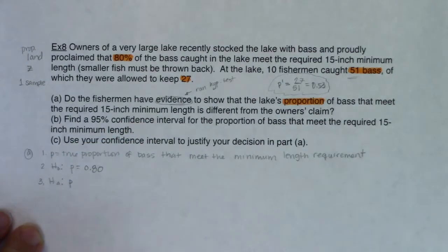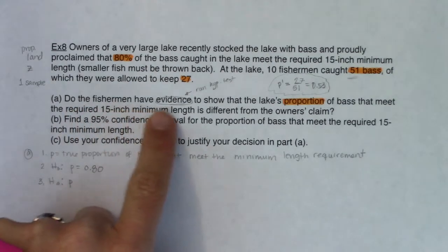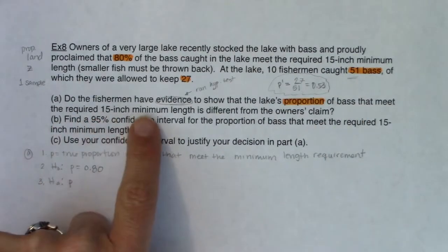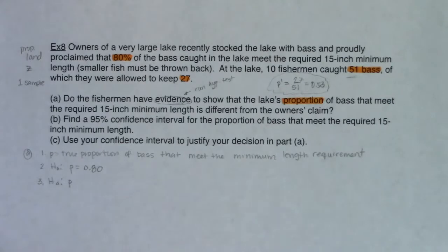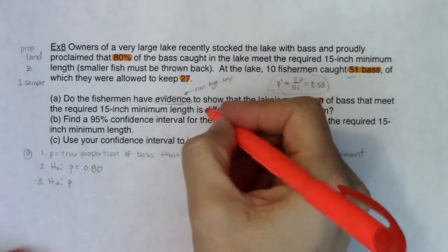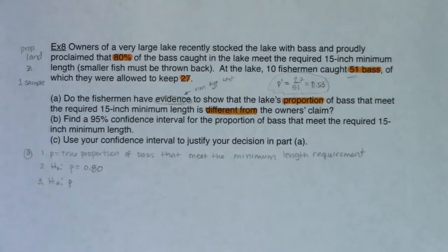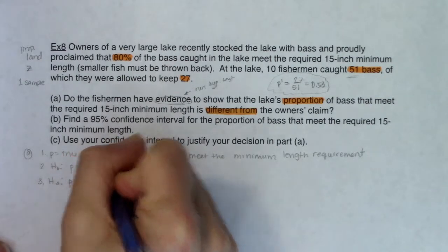Okay, now, let's read the setup. It says, do the fishermen have evidence to show that the lake's proportion of bass that meet the minimum length requirement is different from the owner's claim? So I wanna take a look at that phrase, different from. All right, that is not slanting me one way or the other. It's not saying it's lower than the owner's claim or higher than the owner's claim. It's just saying it's different from. So I'm gonna go with a not equals to.